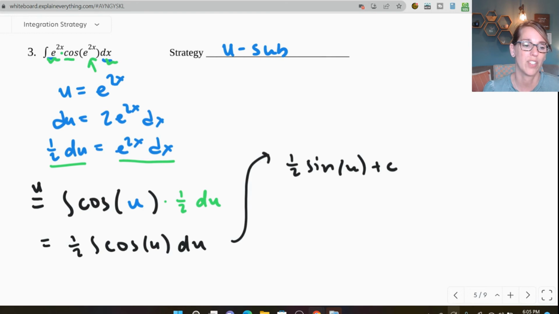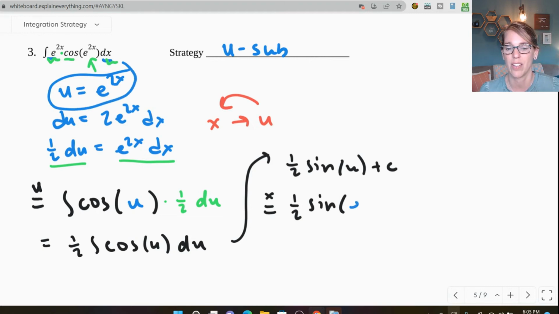Now here I just went from x to u, so I need to go back to x. So equals, in terms of x, 1/2 sine u. Let's go grab u. u is e to the 2x. So 1/2 the sine of e to the 2x plus c. There's no other simplifying that we can do, so this is our answer.